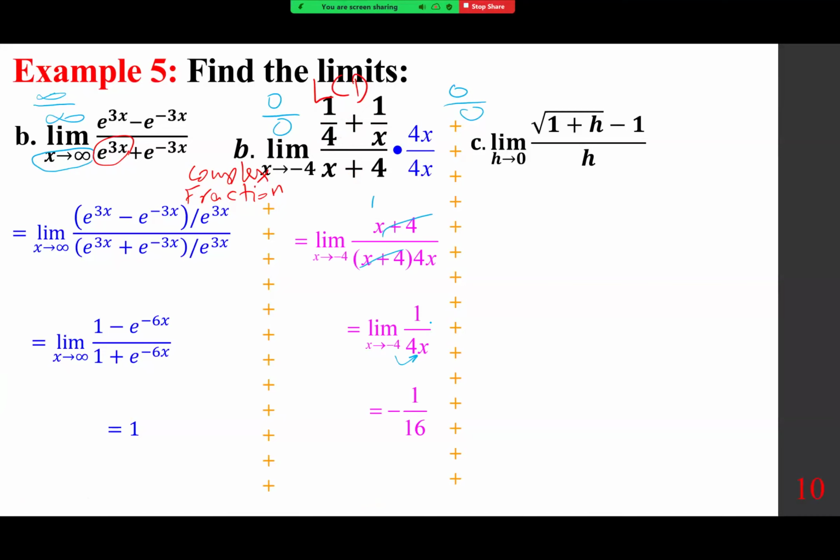In part C, if you plug in, you get 0 over 0. Since you have a square root, the technique is conjugate.